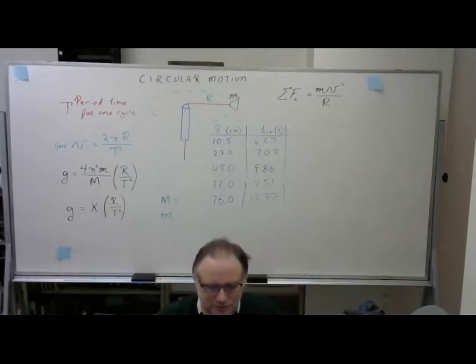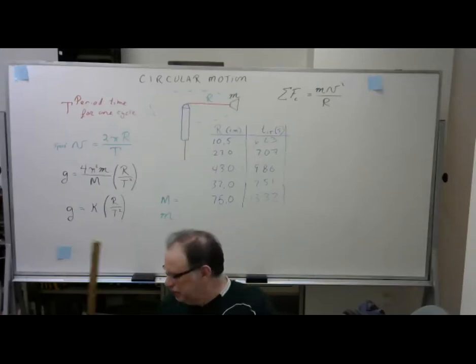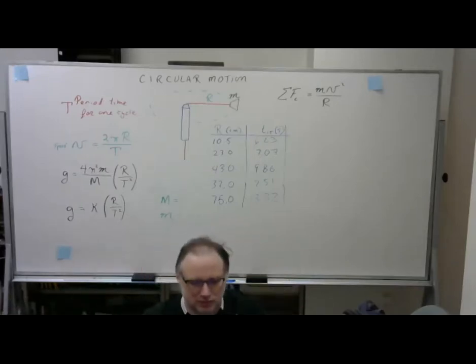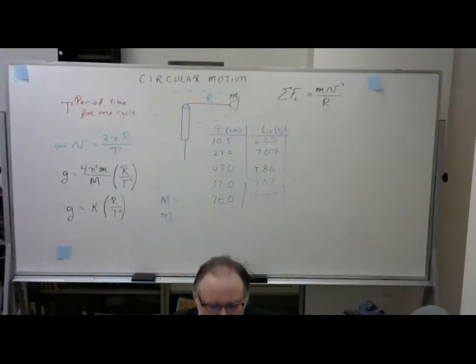All right, so we'll go here and go to there's a 10.5, 23.0, 43.0, 32.0, and 75.0. Those are the numbers I wrote up there. And then the times, don't worry about the times I put up there. You use your time that you or your partner got.